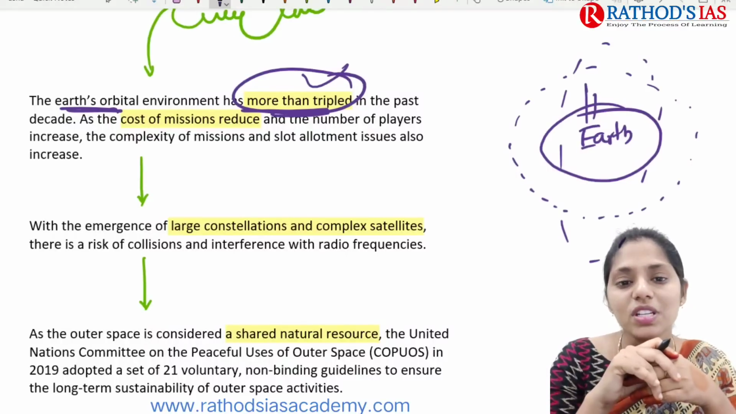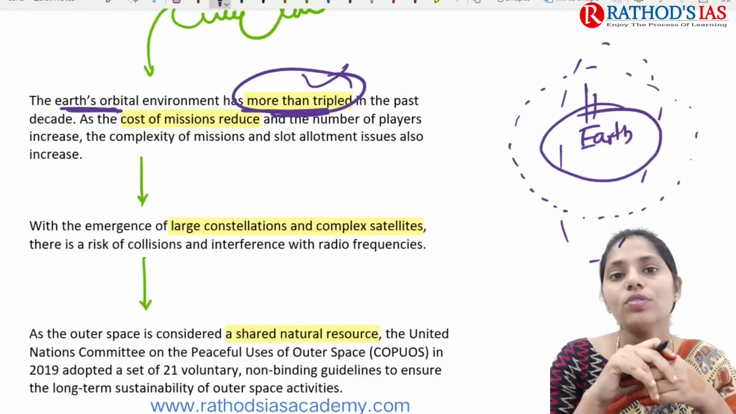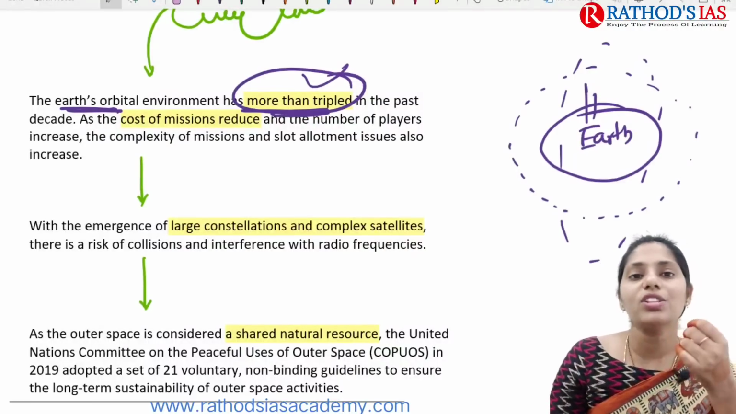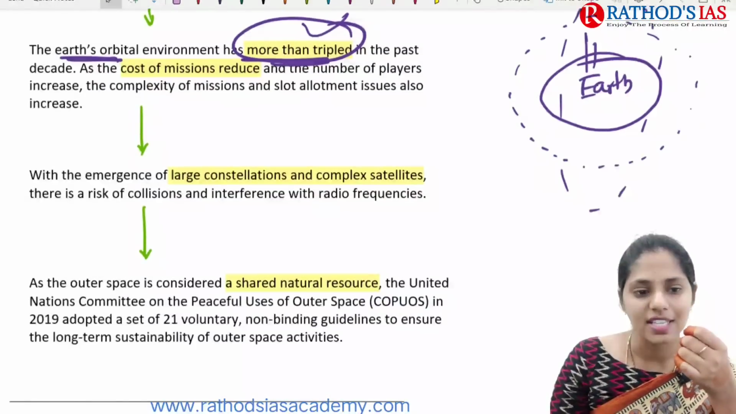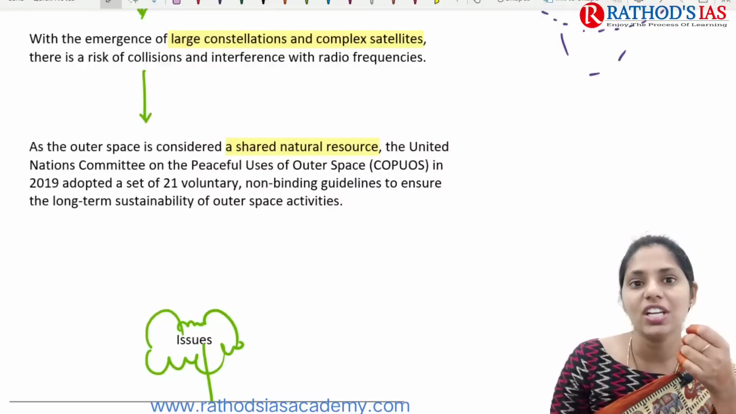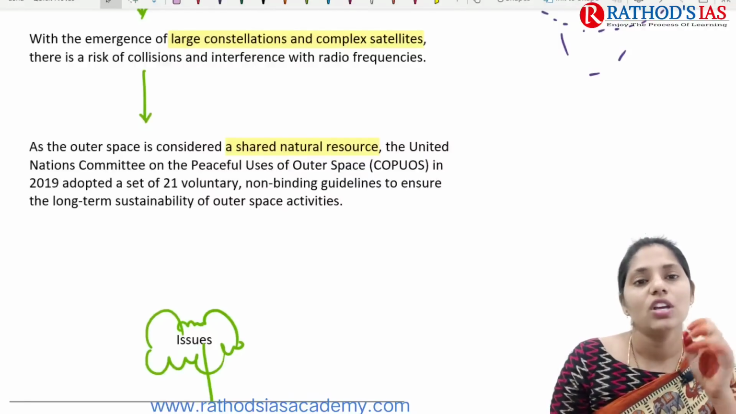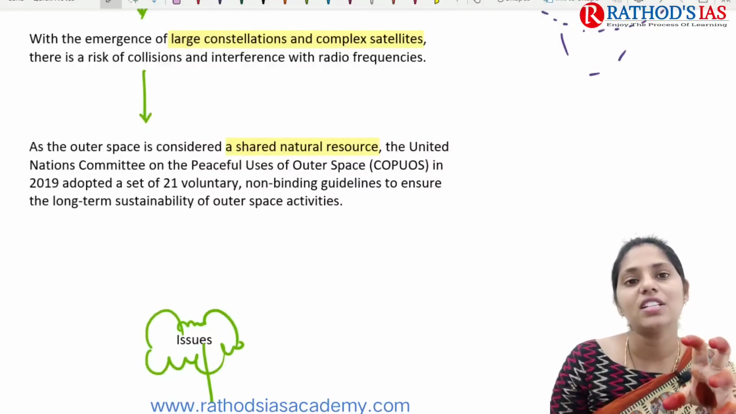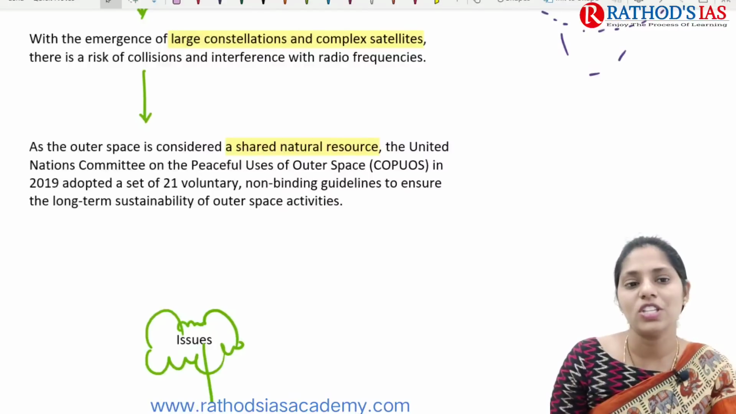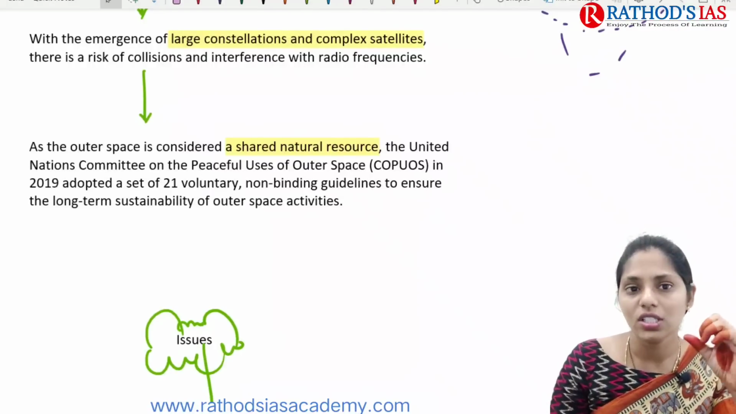And here the cost of missions has mainly reduced, and because of this, the number of players has increased, and the complexity of missions has also increased. So here we came up with the emergence of large constellations as well as complex satellites. Whenever there is a large amount of satellites, once they decommission, they will be acting as space junk, and this space junk will have a higher risk of collisions as well.